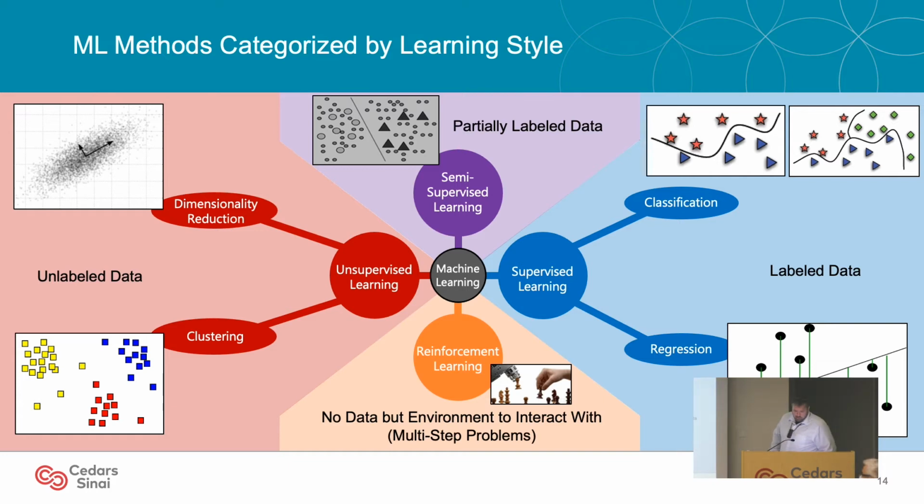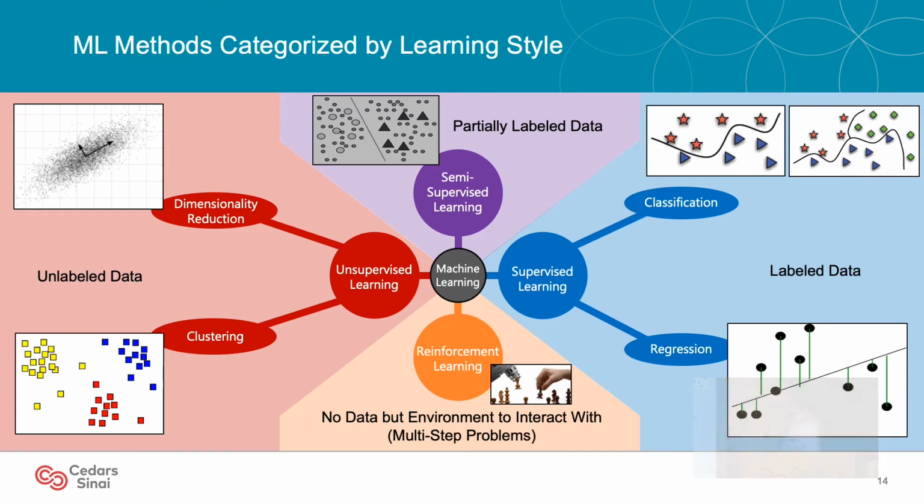The first of which is supervised learning, where you have data that is labeled. You know the outcomes. You've collected the outcomes. Examples of this include classification, where you're trying to distinguish between two or more classes, groups, here illustrated by different shapes and colors. On the other hand, you have regression, where you're trying to predict some continuous valued outcome.